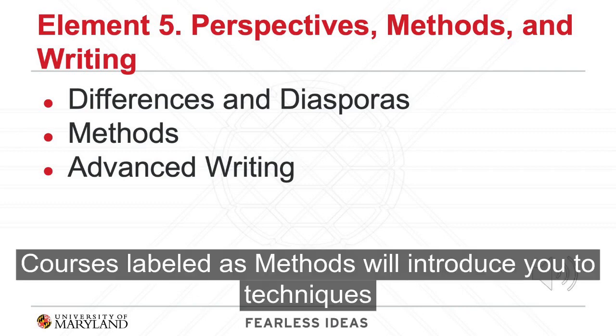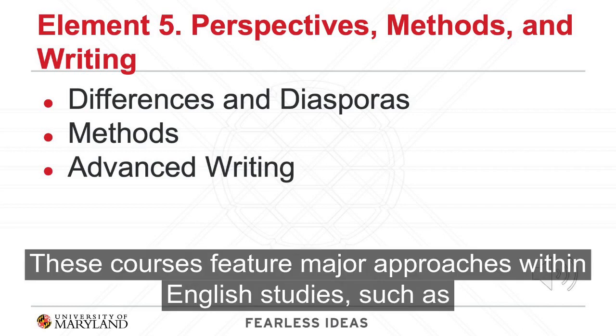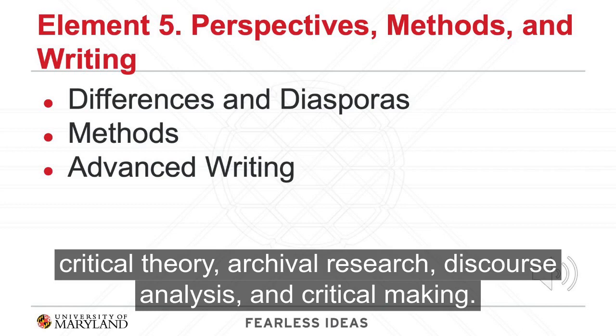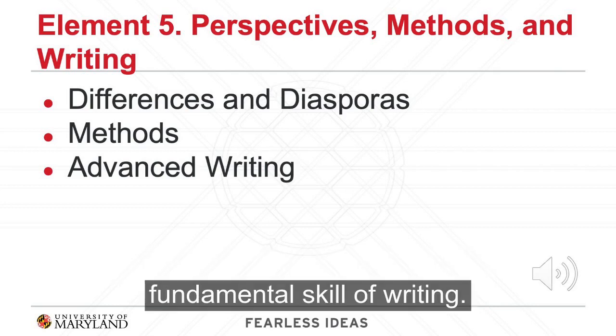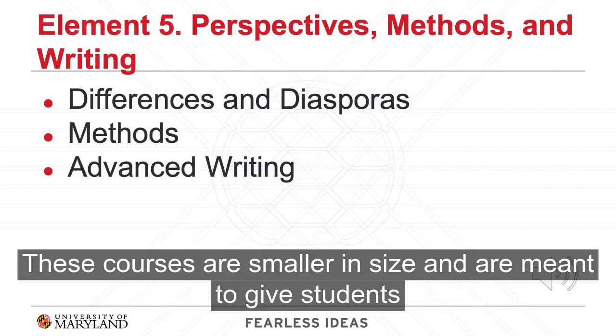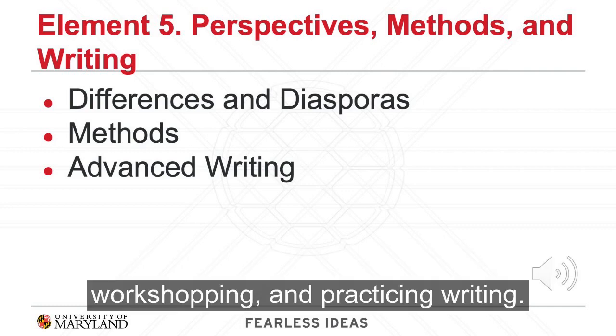Courses labeled as methods will introduce you to techniques that convey and multiply meaning in various texts. These courses feature major approaches within English studies, such as critical theory, archival research, discourse analysis, and critical making. Courses labeled as advanced writing focus deeply on the fundamental skill of writing. These courses are smaller in size and are meant to give students dedicated time, space, and guidance to focus on discussing, workshopping, and practicing writing.